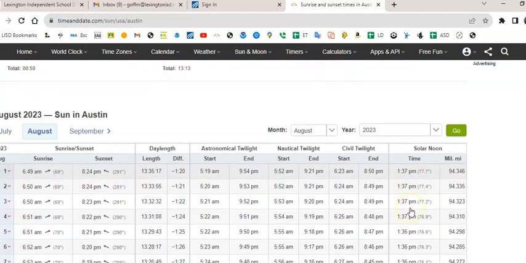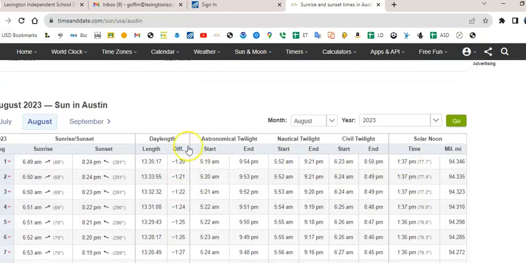Okay, so down here now, this is the whole entire graphical situation for the entire month of August 2023. Notice you can change the month. You can also change the year. And here's all of the concise information for that particular day.